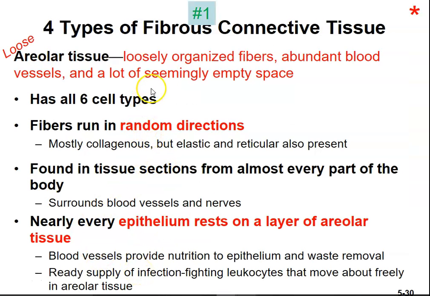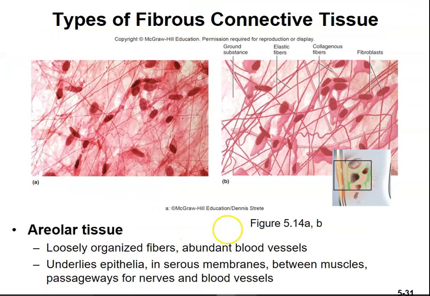Areolar tissue has loosely organized fibers, abundant blood vessels, and a lot of seemingly empty spaces. So areolar tissue has all 6 types of cells we mentioned earlier. The fibers within this type of tissue run in random directions. Areolar tissue can be found on top of connective tissue. We can find areolar tissue underneath the skin, and we can also find areolar tissue around the blood vessels and the nerves. The picture of areolar tissue is shown here.